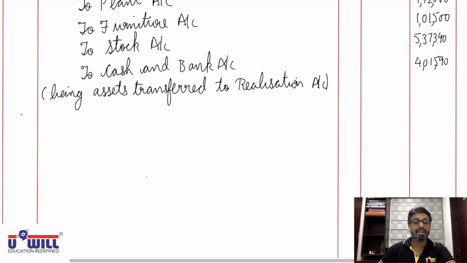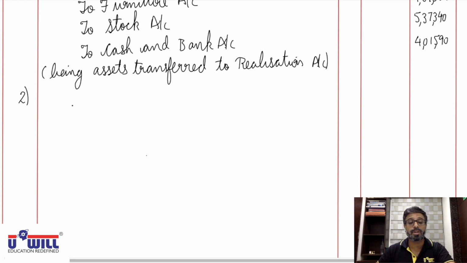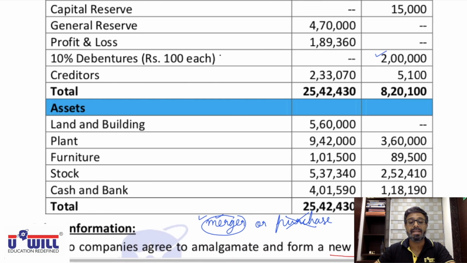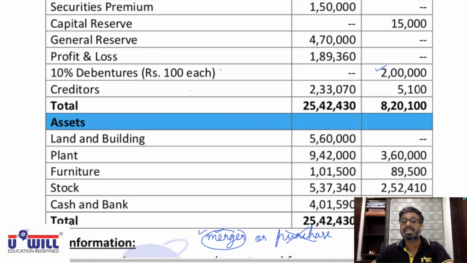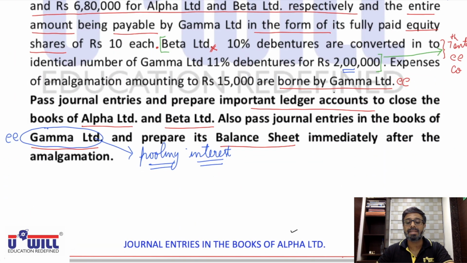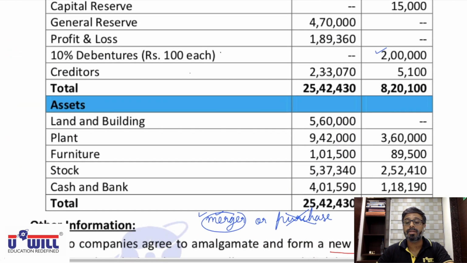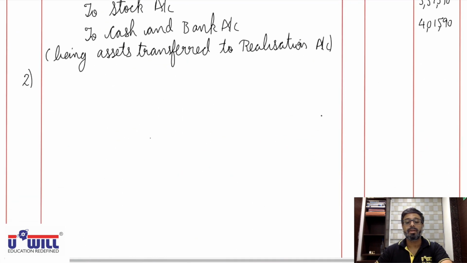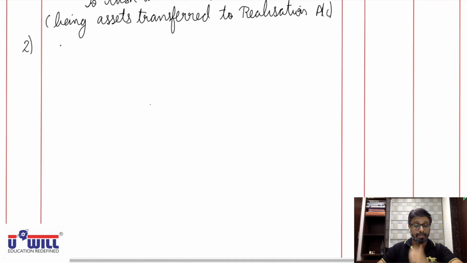Now second entry after realization, closing transfer of assets, second is for liabilities. You all can see here there are two liabilities, debentures and creditors. So liabilities account debit means debentures account debit with two, okay, debentures is not there in Alpha Limited's books. Right now we are passing the entry only in the books of Alpha Limited. So in Alpha Limited's books there is only one liability, that is creditors, 233070.